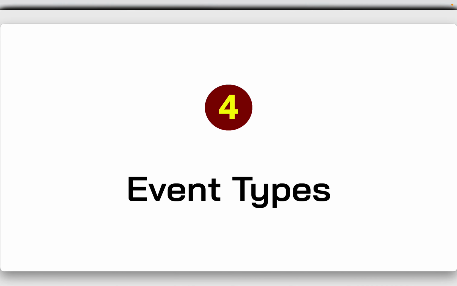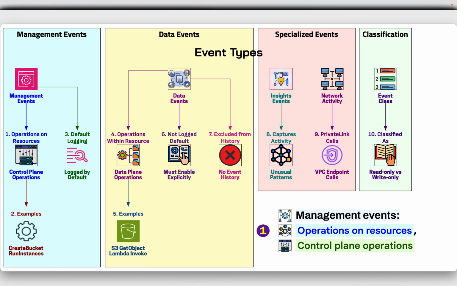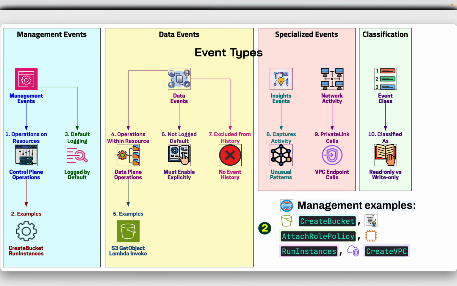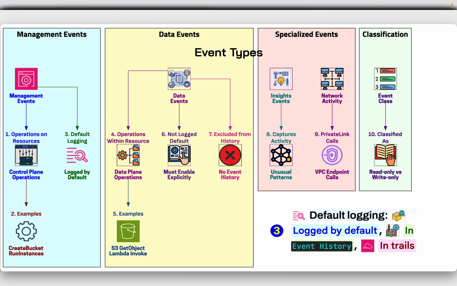Fourth topic is event types. Management events are operations performed on resources in your AWS account, also called control plane operations. Some examples of management events include create bucket, attach role policy, run instances, and create VPC. Management events are logged by default in both event history and trails.